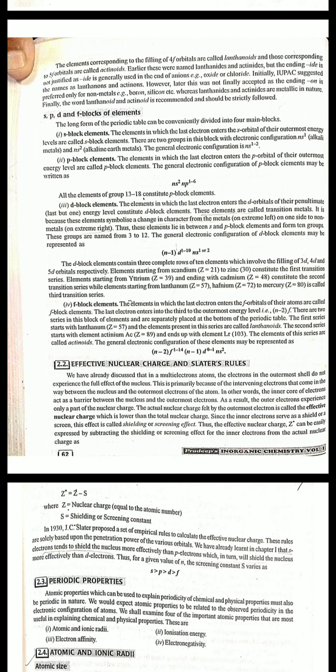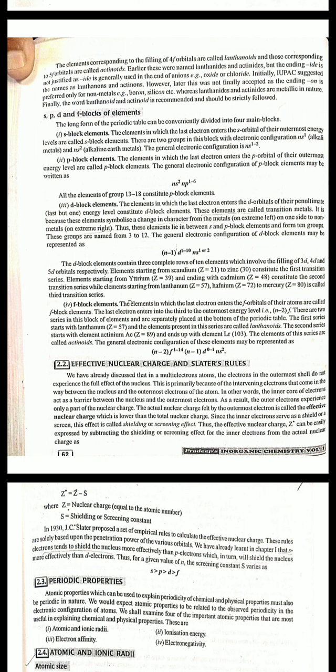Earlier, these were named lanthanides and actinides, but the ending "ide" is not justified, as "ide" is generally used at the end of anions, such as oxide or chloride. Initially, IUPAC suggested the names lanthanones and actinones. However, later these were not finally accepted, as the ending "one" is preferred only for non-metals, for example boron and silicon, whereas lanthanides and actinides are metallic in nature. Finally, the words lanthanoid and actinoid are recommended and should be strictly followed.